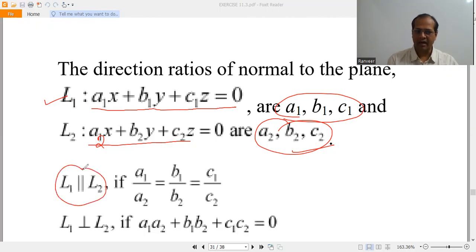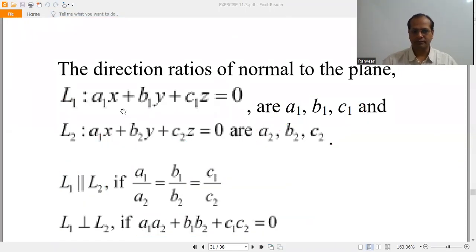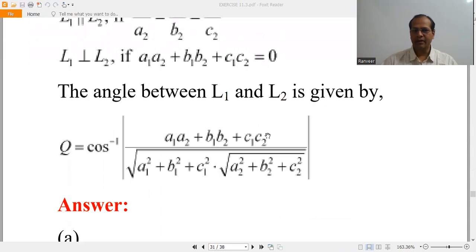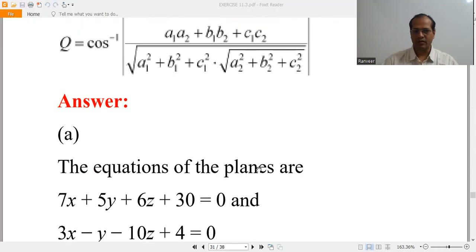If they are parallel, then the relationship between the direction ratios is A1 by A2 equal to B1 by B2 equal to C1 by C2. And if they are perpendicular, then A1A2 plus B1B2 plus C1C2 equal to 0. The angle between two planes is cos inverse of (A1A2 plus B1B2 plus C1C2) divided by root of (A1 square plus B1 square plus C1 square) times root of (A2 square plus B2 square plus C2 square).